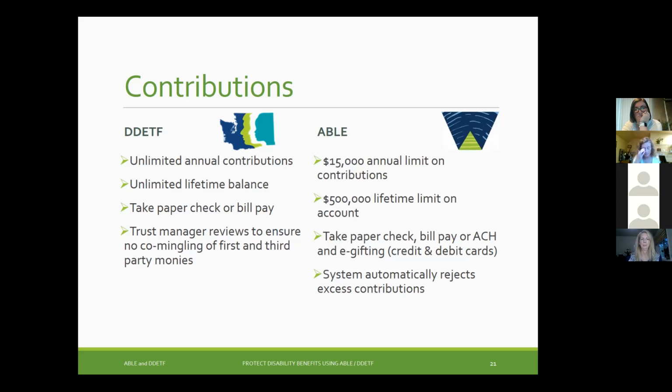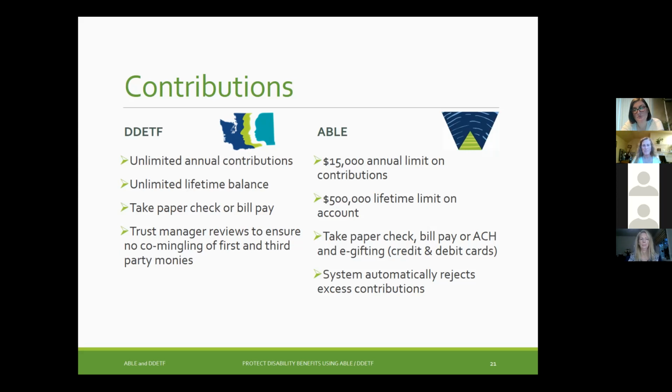They're never terminated from the SSI rolls, just the cash payments suspended. Now, I grant you that we're a decade away from probably having to deal with this problem, but that's one of the nuances of the ABLE program.